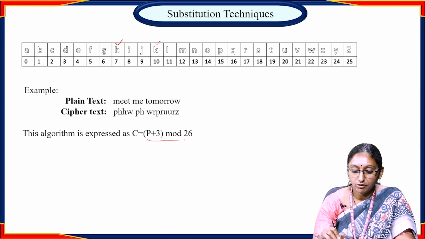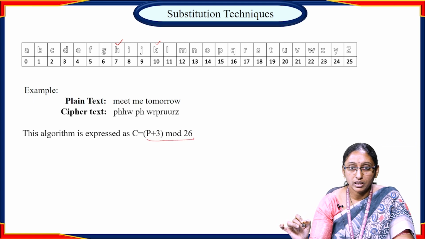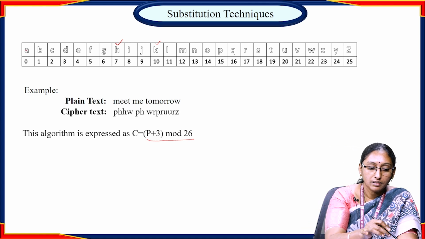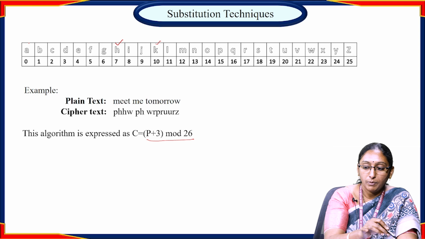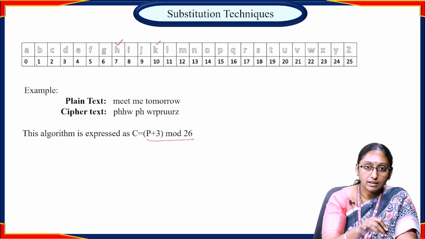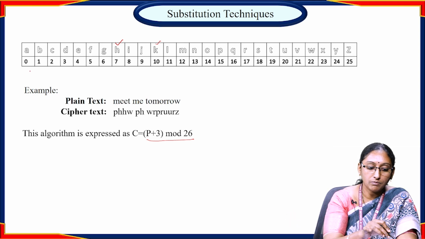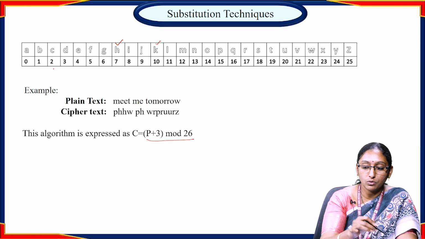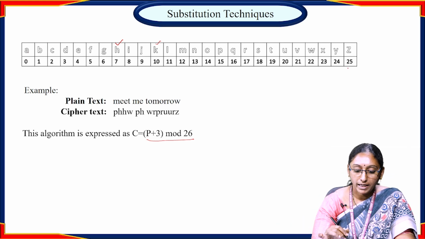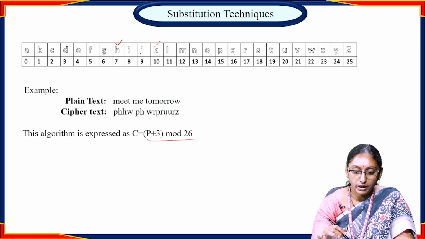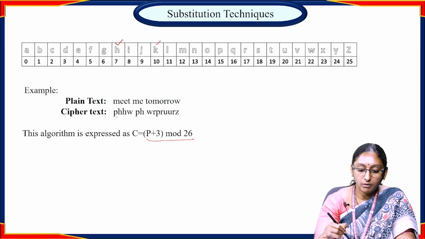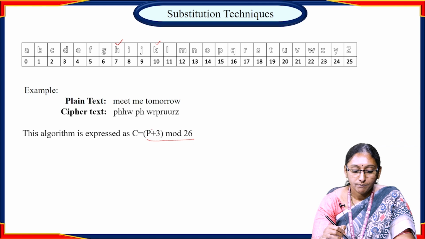Here we are performing some mathematical calculation, so we need to convert the plain text letters into integers. For this purpose, we assign numbers to the alphabet A to Z. The number assignment starts from 0 to 25. A is assigned 0, B is 1, C is 2, and like that Z is 25. In place of P, whatever plain text letter we have, its equivalent number will be placed. Let us see how we can do that with an example.